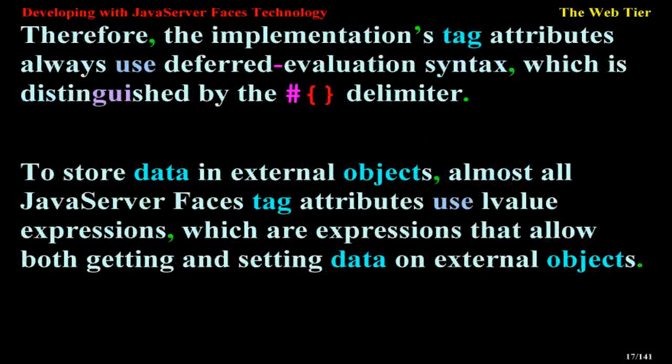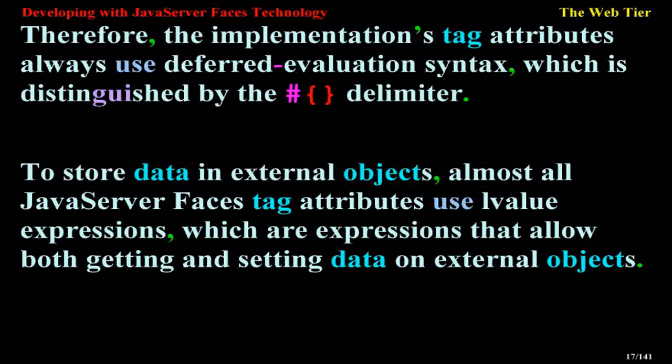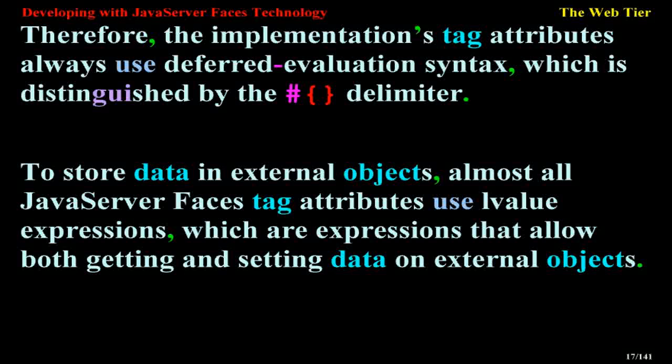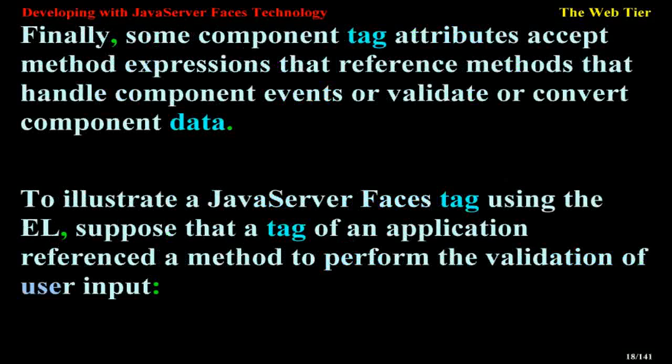To store data in external objects, almost all JavaServer Faces tag attributes use lvalue expressions, which are expressions that allow both getting and setting data on external objects. Finally, some component tag attributes accept method expressions that reference methods that handle component events or validate or convert component data. To illustrate a JavaServer Faces tag using the EL, suppose that a tag of an application referenced a method to perform the validation of user input.